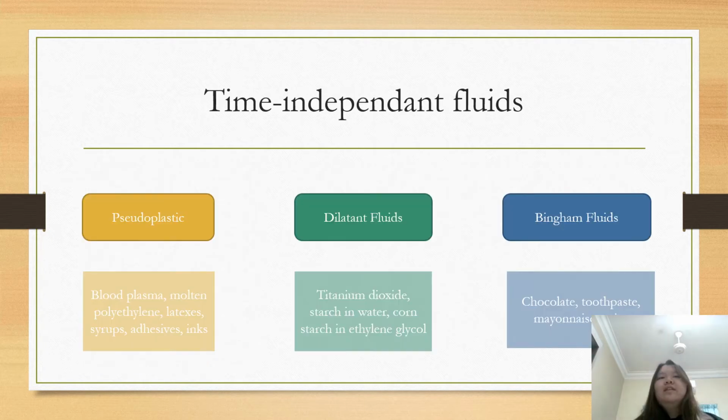So let's look at time-independent fluids. There are three types of time-independent fluids, which are pseudoplastic, dilatant fluids, and Bingham fluids. Examples of pseudoplastic are blood plasma, molten polyethylene, latices, syrups, adhesives, and inks. For dilatant fluids, the examples are titanium dioxide, which is a material in paint, and starch in water. Cornstarch in ethylene glycol. And for Bingham fluids, they are chocolate, toothpaste, and mayonnaise.